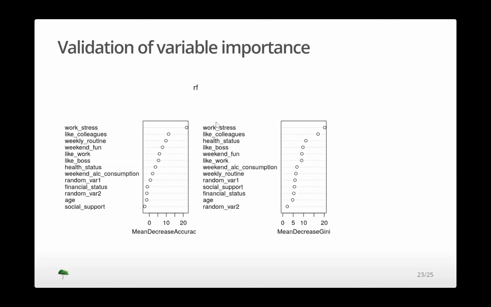So even though, let's say, work stress and financial status may be highly correlated, because work stress is here at the top and was selected as a top variable, financial status is going to be pushed down. That doesn't mean that it's any less important. So you can't really assign an interpretation to that if you have correlated variables. Just something to keep in mind.